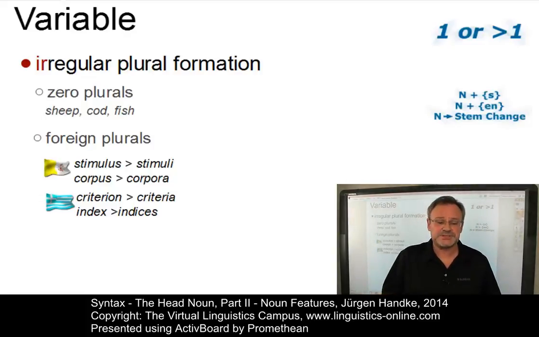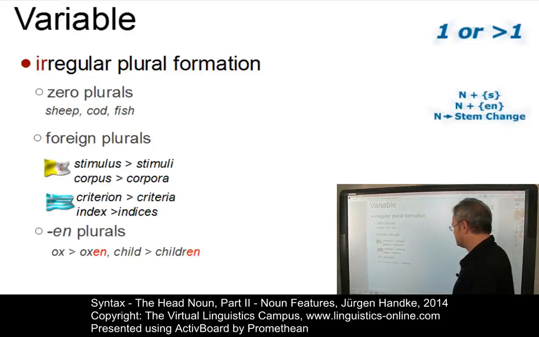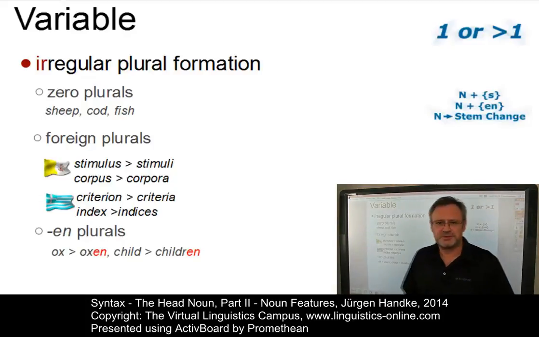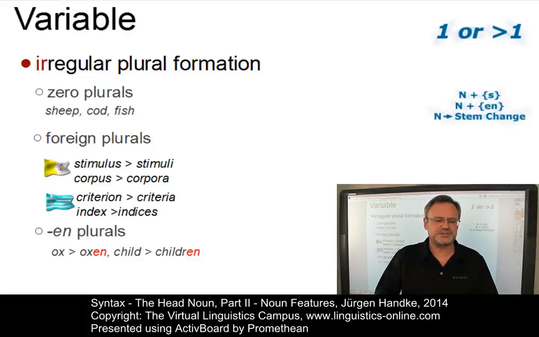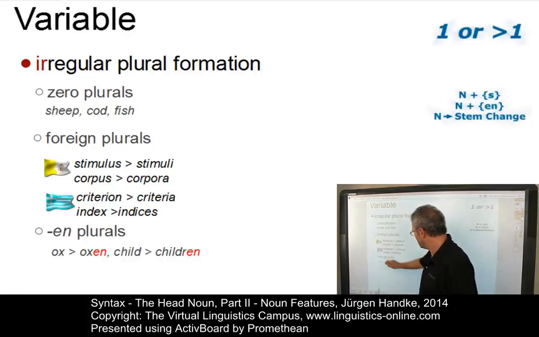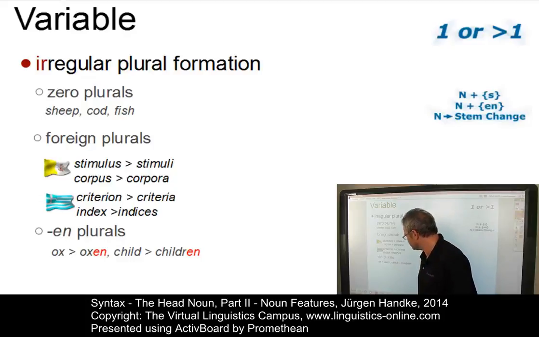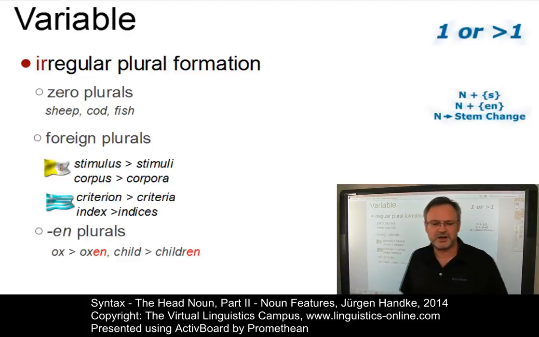Well, and last but not least, there are still some forms that involve en affixation. Famous examples: ox, oxen, child, children, brother, brethren would be another example. So these examples are then again lexically and morphologically conditioned. Ox's is the genitive singular and child's is the genitive singular. Both are fully regular. So much for number.